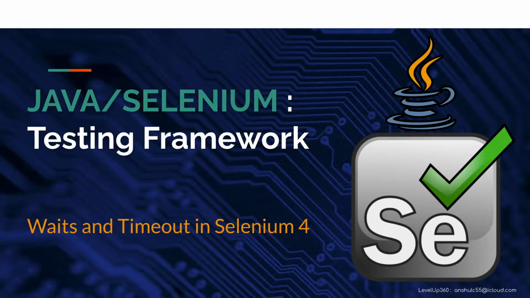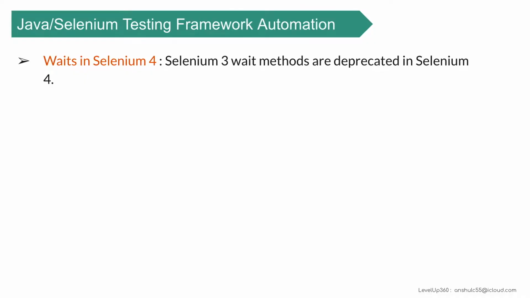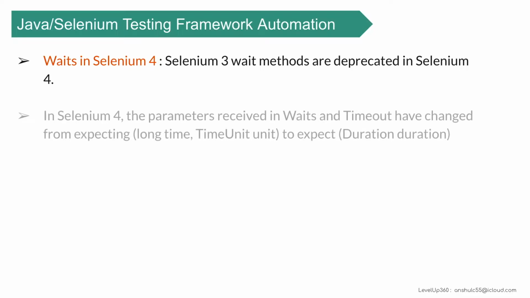The methods which we used in the previous lectures, like the explicit wait, implicit wait, or the page load timeout, are deprecated. So we will see what the change in the waits is in Selenium 4. In Selenium 4, the Selenium 3 wait methods are deprecated, but it doesn't mean that your code won't work or that you need to change your code a lot.